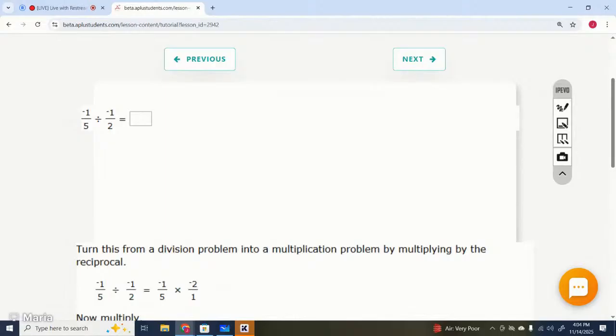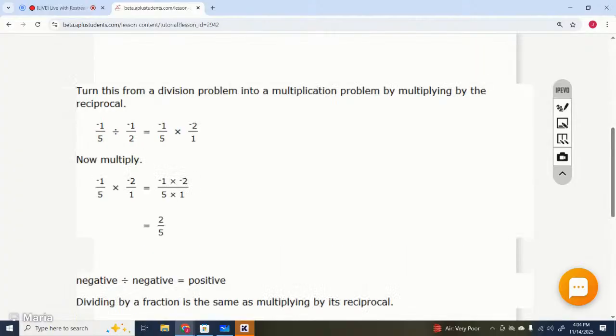Negative 1 by 5 divided by negative 1 by 2, right? So we need to replace the division sign with multiplication, and then take the reciprocal of the fraction after it. So that would be negative 1 by 5 multiplied by 2 by 1. Multiply the numerators and then multiply the denominators. Negative 1 times negative 2 is 2 and 5 times 1 is 5. So that is 2 by 5.